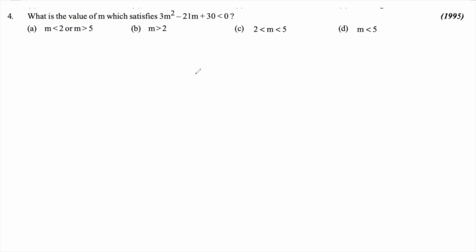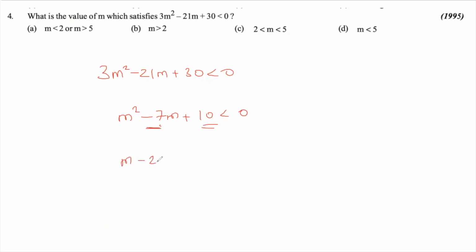All right, guys. So this is the one based on inequalities. It says 3m square minus 21m plus 30 would be less than 0. Now we just divide throughout by 3. We will have m square minus 7m plus 10 less than 0. Now, if you factorize this quadratic, I want two numbers whose sum is minus 7 and product is 10. Minus 2 and minus 5, right? So I can factorize this quadratic as (m minus 2) into (m minus 5) less than 0.